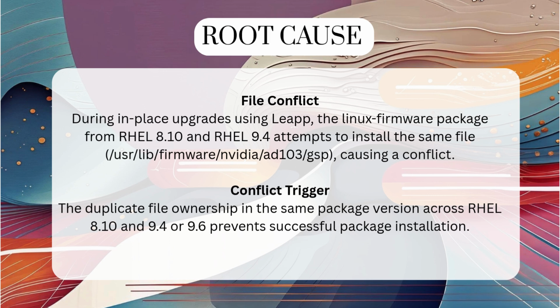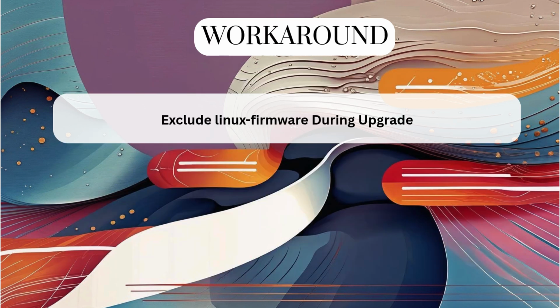Another root cause is that there is a conflict trigger. The duplicate file ownership in the same package version across RHEL 8.10 and 9.4 or 9.6 prevents successful package installation. The workaround for this is to exclude Linux firmware during upgrade.